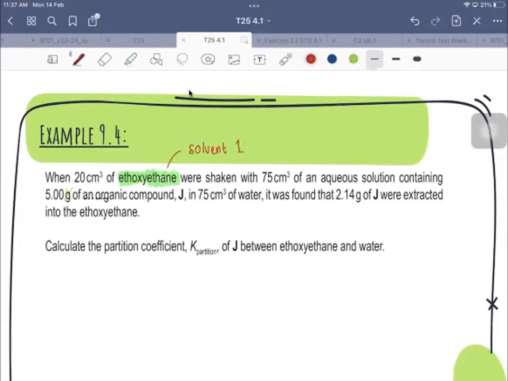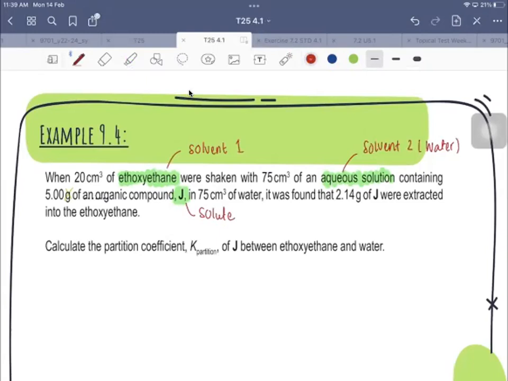We're shaken with 75 centimeter cube of an aqueous solution of an organic compound J. So our second solvent is aqueous solution, which is water. Solvent 2 is water containing organic compound J. That means J is our solute. Okay? So it is extremely important for you to correctly identify who your solvents are and who is your solute.